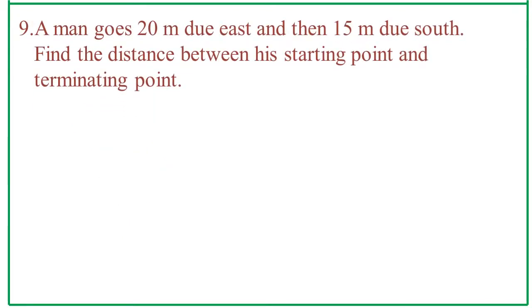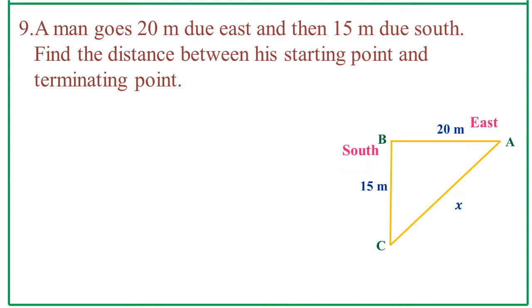Let's see ninth problem. A man goes 20 meter due east and then 15 meter due south. Find the distance between his starting point and terminating point. Look at the image. BC 15 meter, AB 20 meter. Find AC, that means hypotenuse or starting point or terminating point.